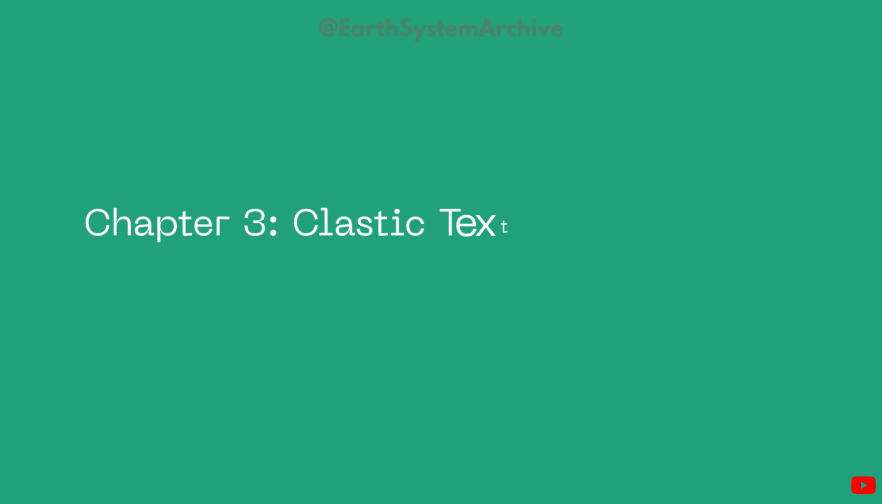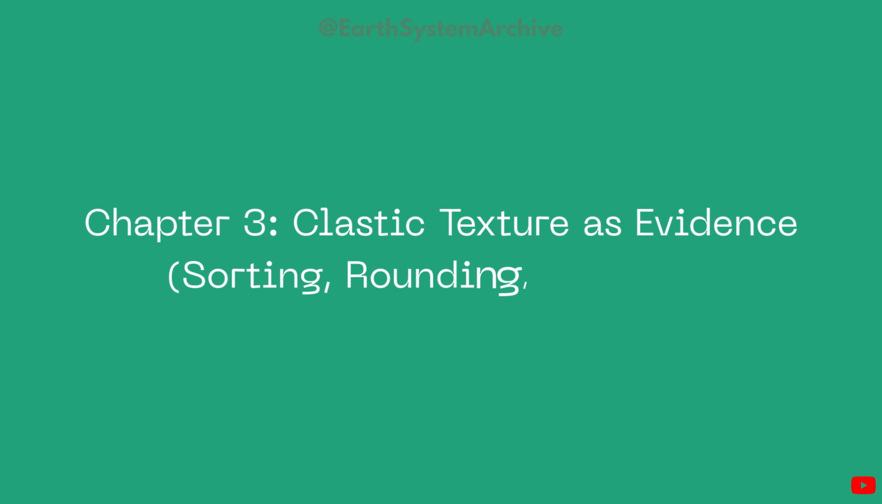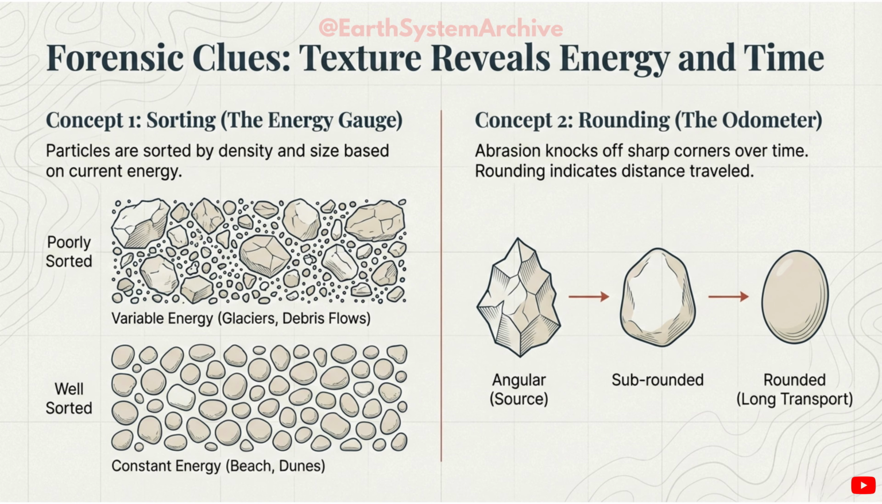Chapter 3. Clastic texture as evidence: sorting, rounding, maturity. Sediment texture is like evidence left at a scene. We use it to infer how the sediment moved and where it was deposited. A. Sorting. Sorting is the degree of uniformity of grain size. High energy currents can carry larger fragments. As energy decreases, heavier particles drop out first, lighter particles keep moving. This produces sorting by density, and when density is similar, sorting happens by size.